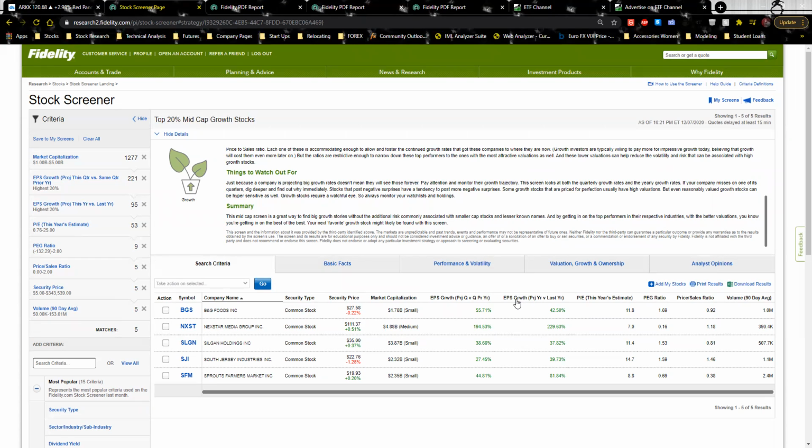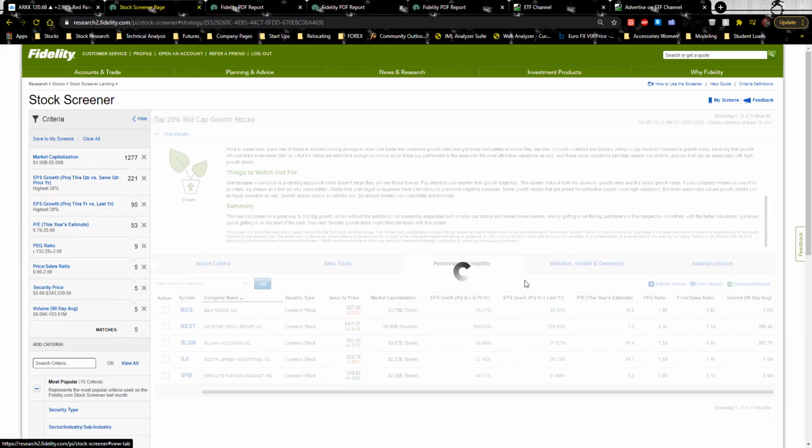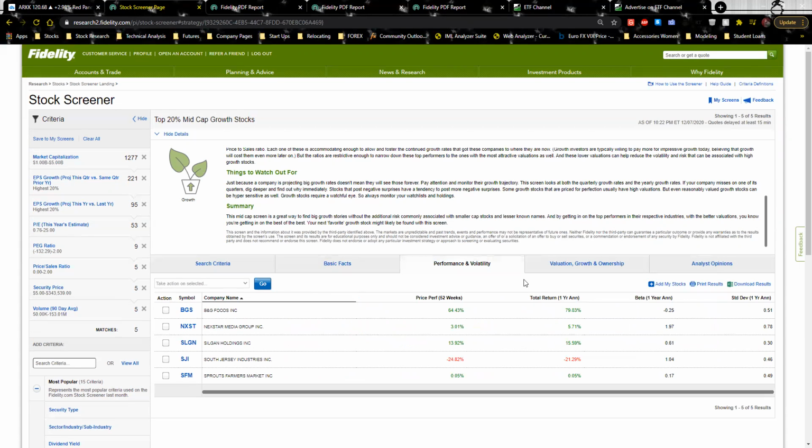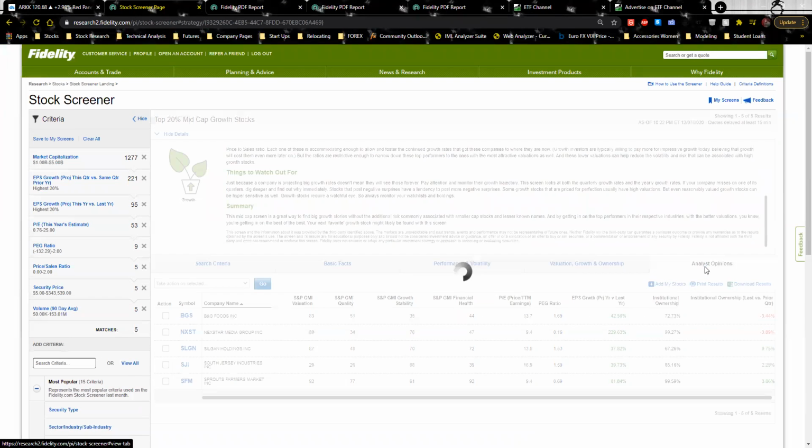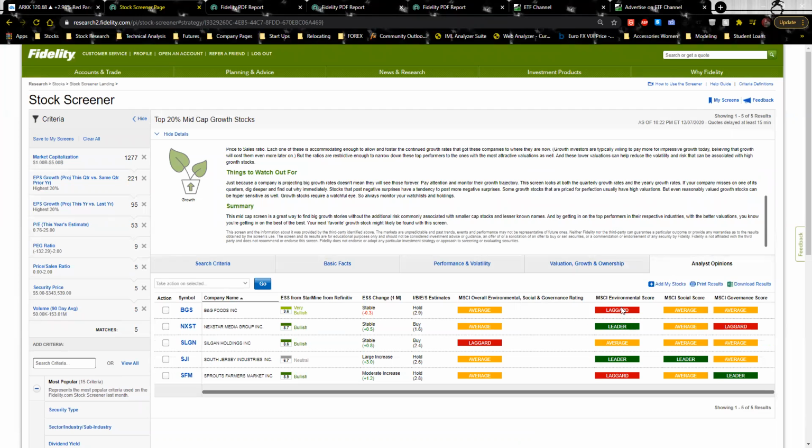Earnings per share growth projected year versus last year. P/E ratio this year estimate. And you could just see what's been going on with these stocks a little bit, and you can break it down a little bit more. Looking at the performance, what's their performance within a year as far as the stock performance. What about the valuation? Analyst opinions.